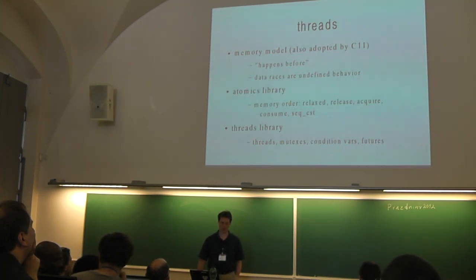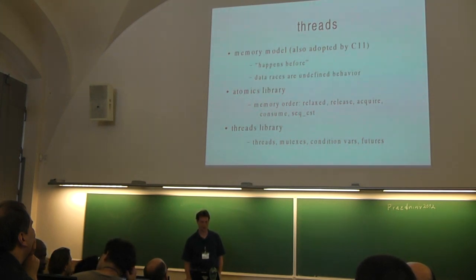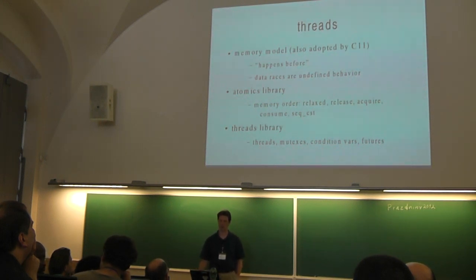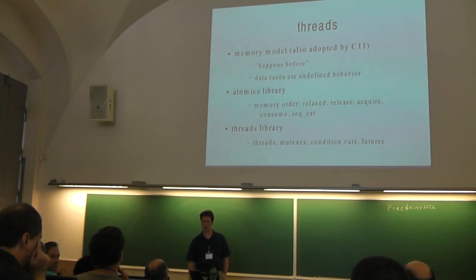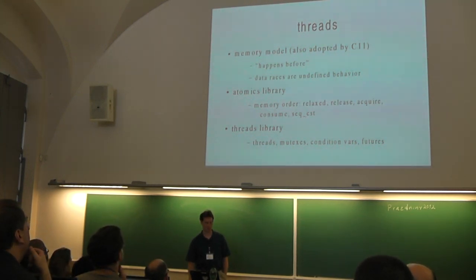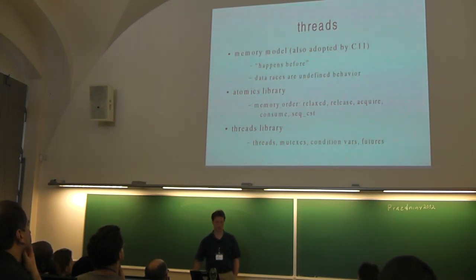inspired somewhat by the Java memory model, but it's different in some significant ways. The major one being that it allows for undefined behavior, just because Java has to define what everything means, but in C++11, if you have a data race, that gives you undefined behavior, and so you really can't rely on what happens. So to avoid data races, you need to check the happens-before relationship, which is defined in a lot of text in the standard.